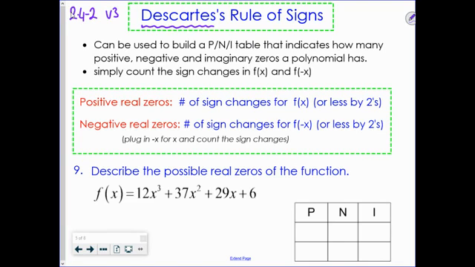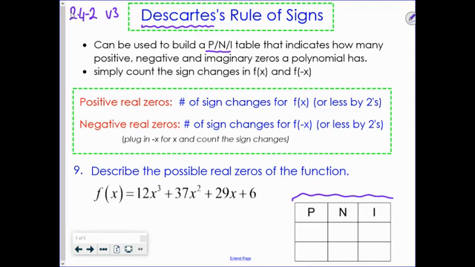What Descartes' Rule of Signs does is it can be used to build what we call a P&I table. This is what one looks like down here. That's a P&I table. What this does is it indicates how many positive, negative, and imaginary zeros a polynomial could have. Okay, which different combinations you could have.